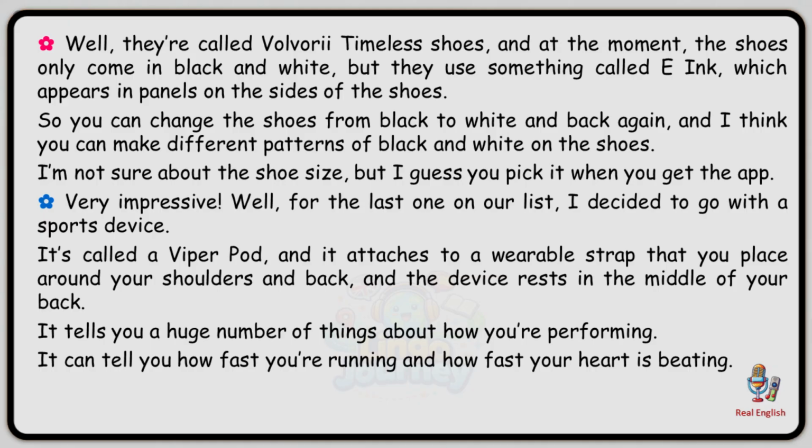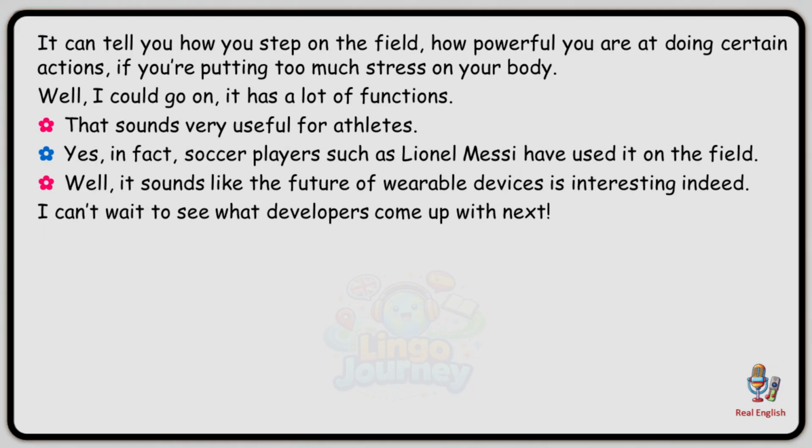Very impressive. Well, for the last one on our list, I decided to go with a sports device. It's called a Viper Pod, and it attaches to a wearable strap that you place around your shoulders and back, and the device rests in the middle of your back. It tells you a huge number of things about how you're performing. It can tell you how fast you're running and how fast your heart is beating. It can tell you how you step on the field, how powerful you are at doing certain actions, if you're putting too much stress on your body. Well, I could go on. It has a lot of functions.